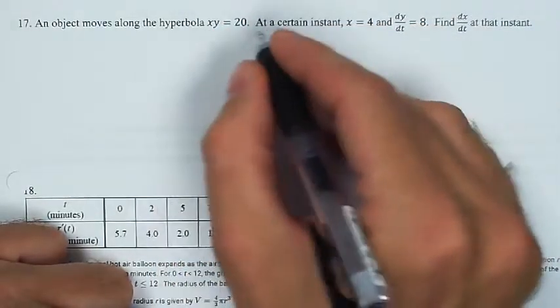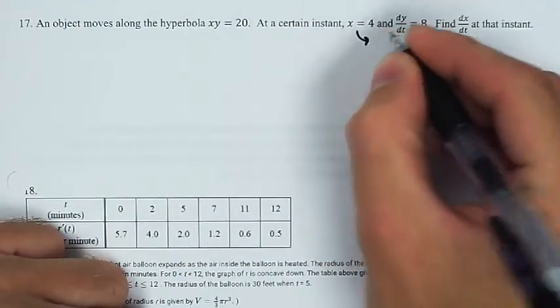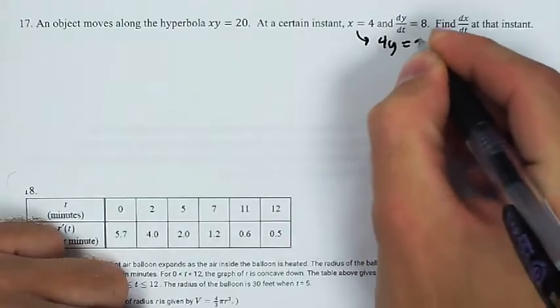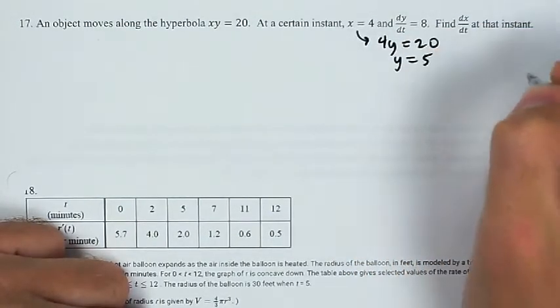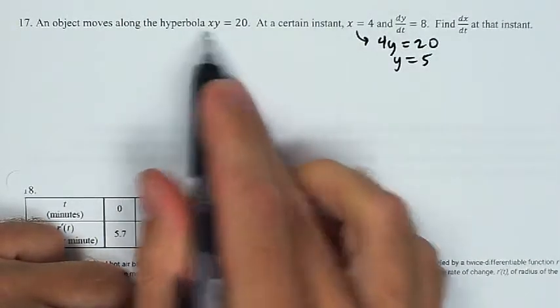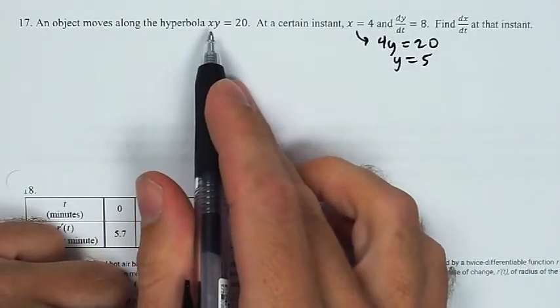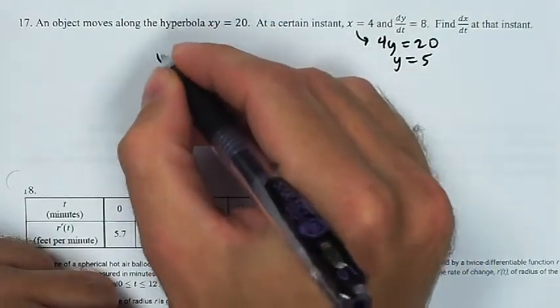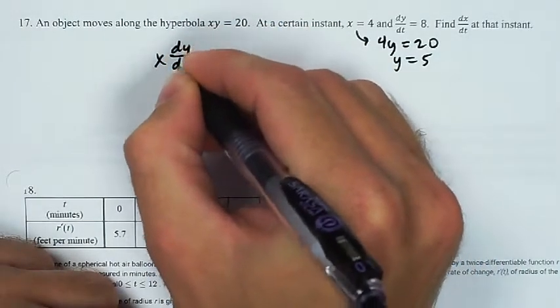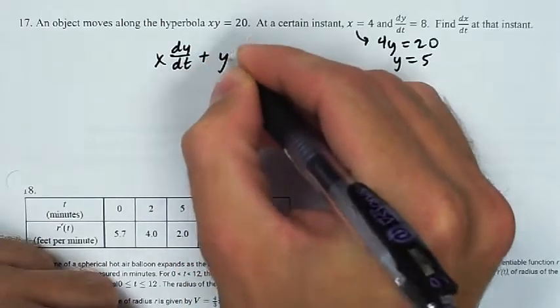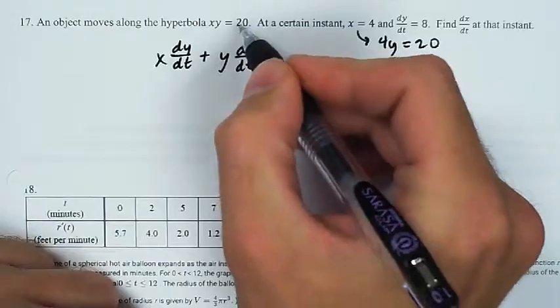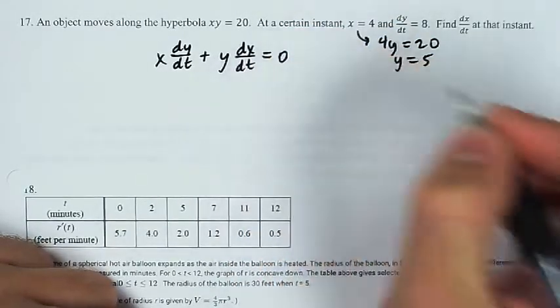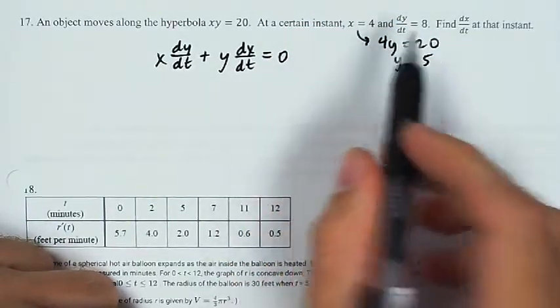But if I've got x times y is equal to 20, I'm going to say 4y equals 20 at the time when x is 4, so that means that y has to be 5. So now I'm going to take the derivative of both sides of this equation with respect to time. So I'm going to use the product rule. So x times dy/dt plus y times dx/dt is equal to the derivative of 20 with respect to t, and that's 0.